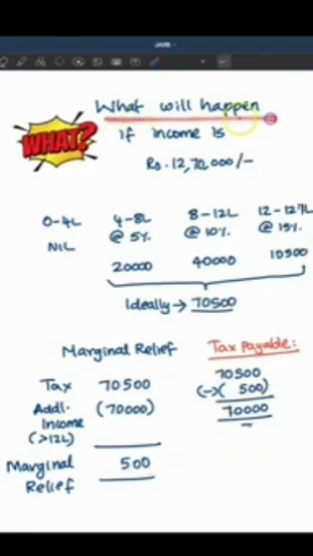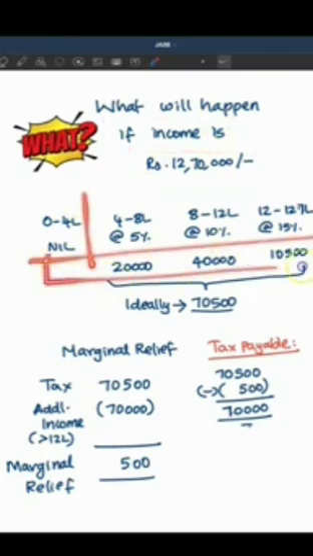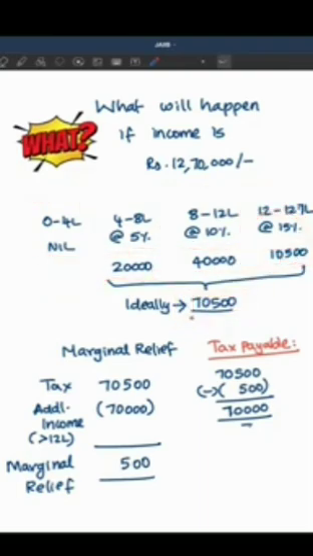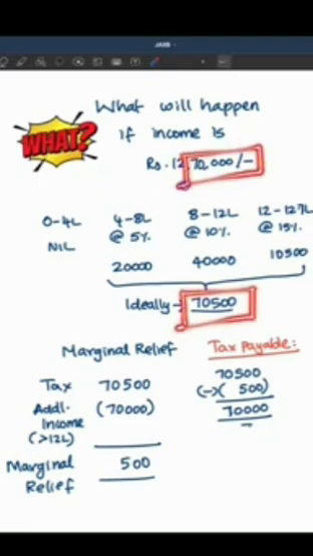Let us take the scenario when income is 12,70,000. So in this case, as usual, we'll calculate as per the slabs. And here up to 12 lakh, we know it is 20 plus 40, 60,000. And 12 to 12 lakh 70,000, that is 70,000 at the rate of 15%, it is 10,500. So totally it is 20 plus 40 plus 10,500, it is 70,500. So here this individual is asked to pay 70,500 because his income exceeded 12 lakh by 70,000.